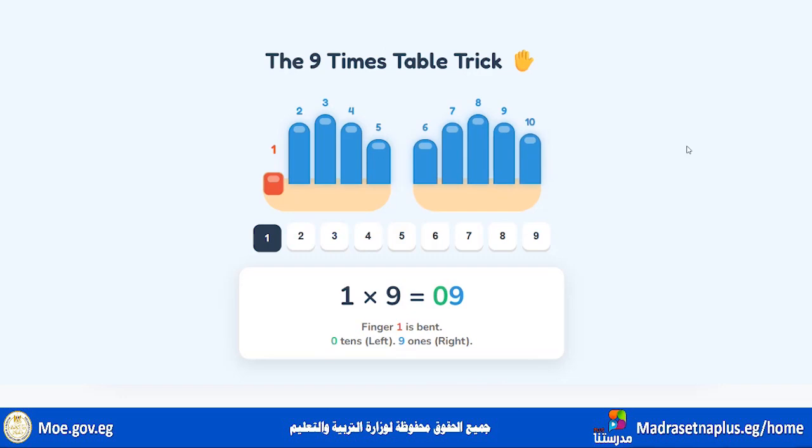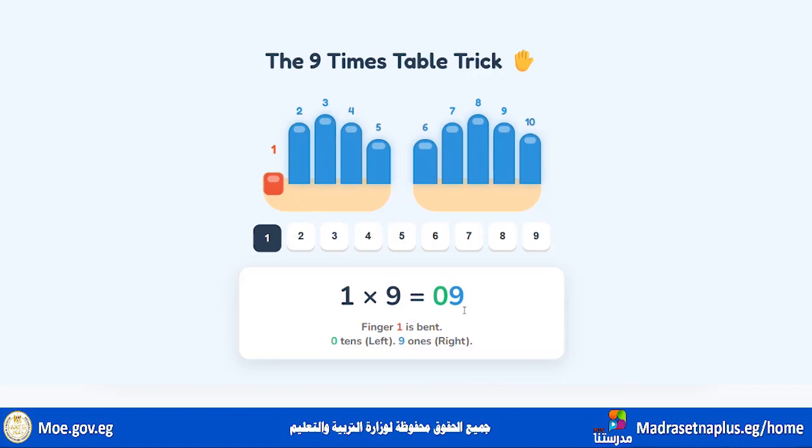Take care. This one is 1 times 9, which means finger 1 is bent. Put it down. How many numbers on the left? 0. How many fingers on the right? 1, 2, 3, 4, 5, 6, 7, 8, 9. So 1 times 9 equals 9.